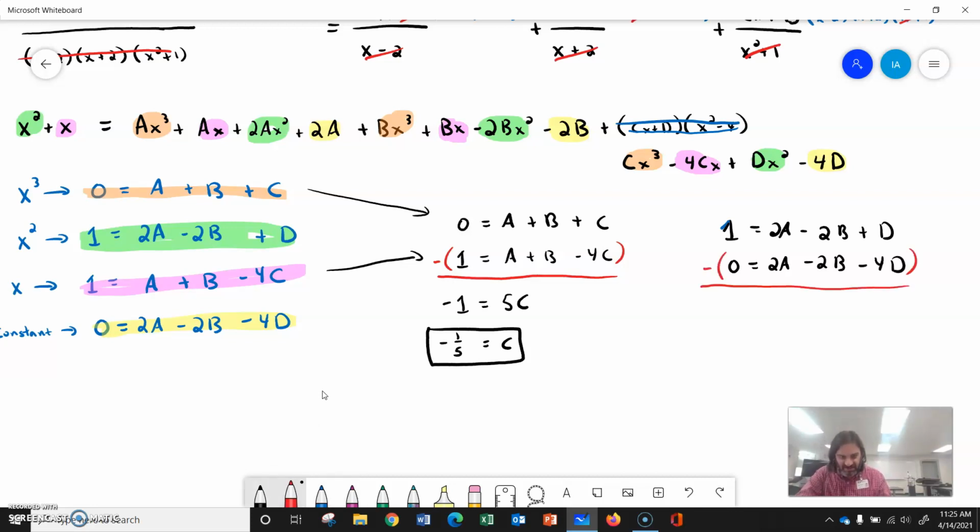So if I do the same thing and subtract them, let's see what I get here. I get 1 equals d plus 4d, so I get 5d. So I get d equals a positive 1/5. So let's see if that makes sense. I think it does from what I'm looking at.